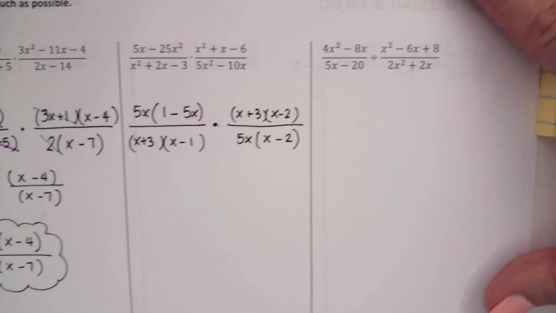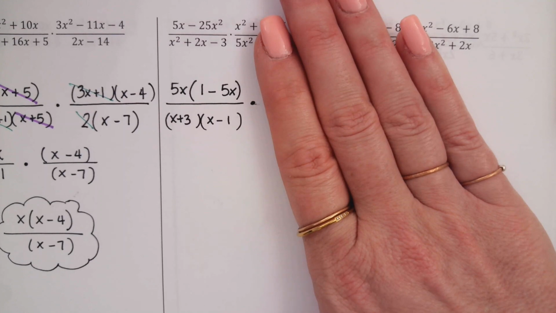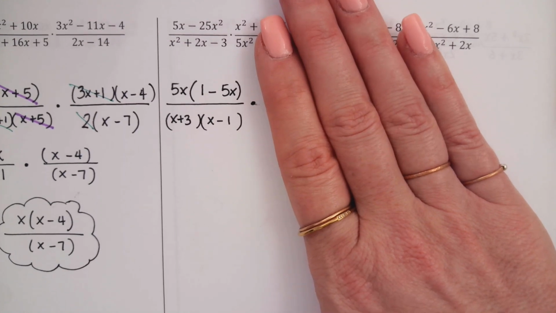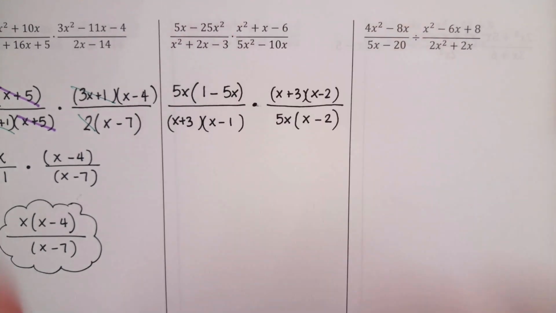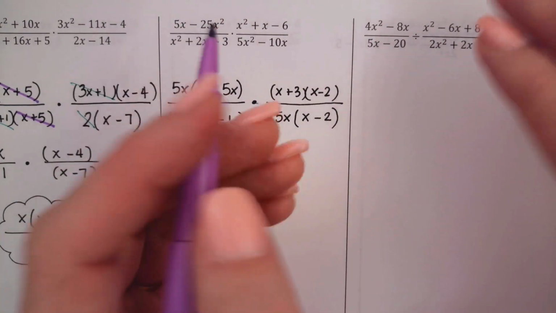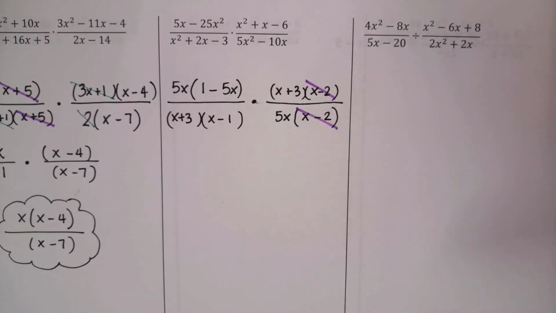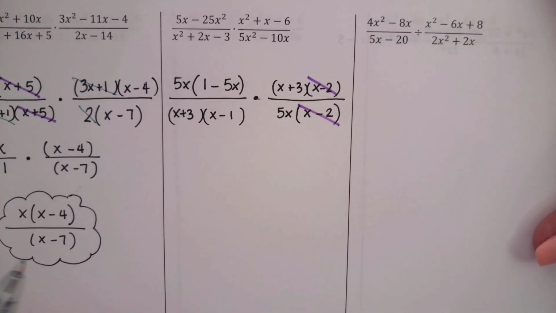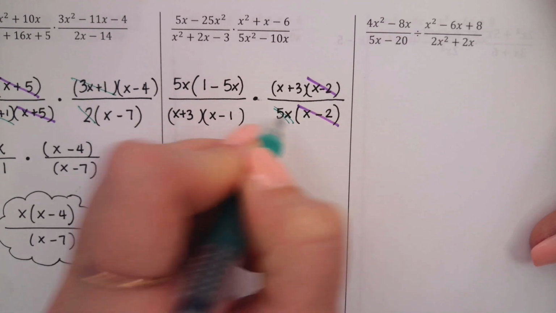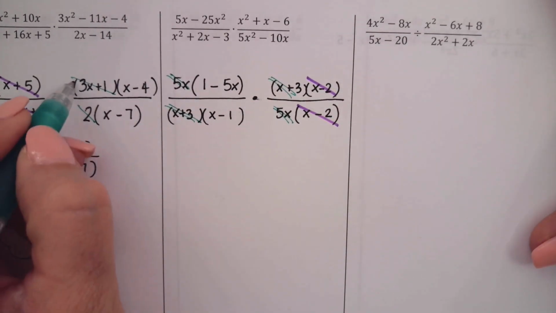Okay, so remember, when we're canceling, we can look within a fraction itself. We can also look diagonally. I'm going to start within each fraction. So within that first fraction, can I cancel anything? Nope. Within the second fraction, can I cancel anything? The x minus 2's. Okay. And then looking diagonally, what do we see diagonally? The 5x's, good. The x plus 3 on the other diagonal.